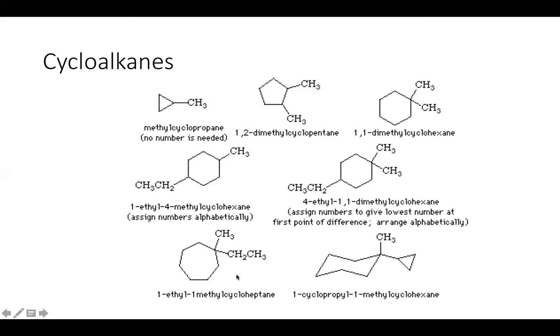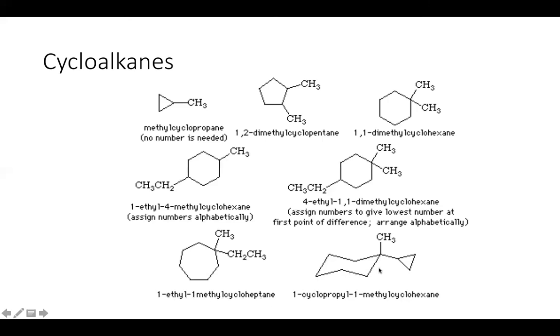Okay. All right, here we have 7 carbons in a ring. So our parent name becomes cycloheptane. We have 2 substituents at carbon 1. One is a methyl group, the other is an ethyl group. We list them alphabetically. This is 1-ethyl-1-methylcycloheptane.